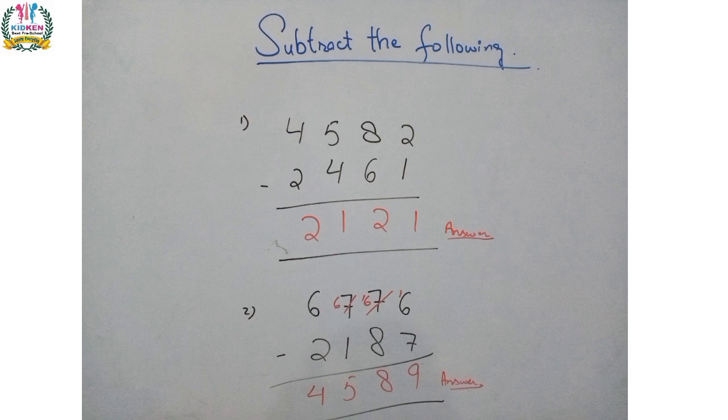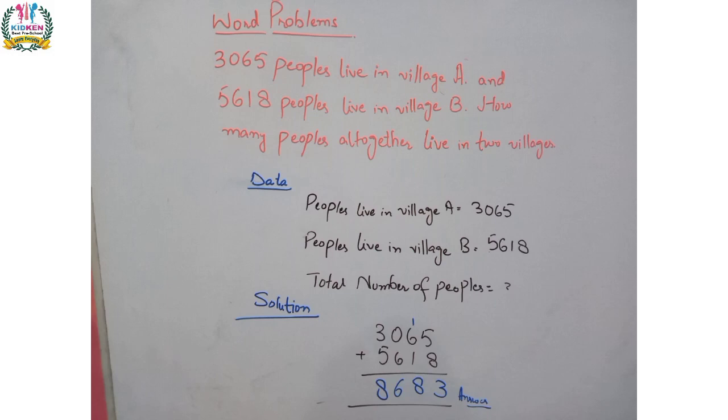So again 8 cannot be subtracted from 6. So we can cut the previous value 7 and convert it into 6, and the 6 converted into 16. So 16 minus 8, we have the answer 8. 6 minus 1 we have the answer 5 and 6 minus 2 we have the answer 4. So this is all about subtraction.